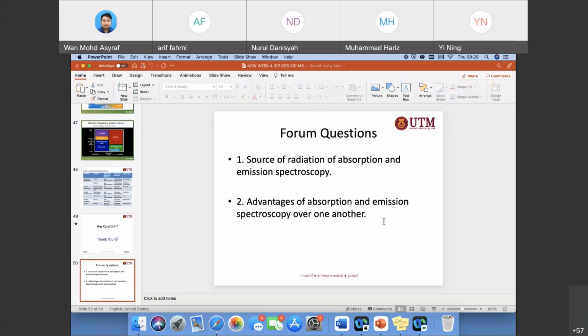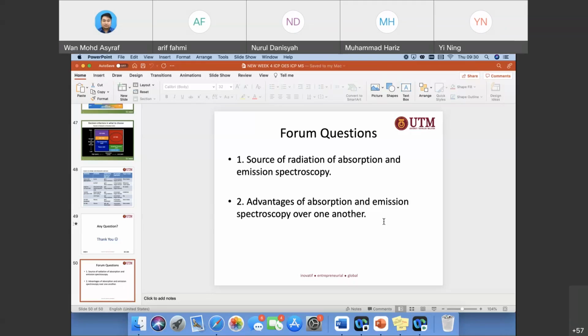So that is for absorption spectroscopy. The source of radiation comes from the HCl. But for emission spectroscopy, it comes from the analyte itself. That's why emission spectroscopy can have simultaneous detection, because all of the emission lines come from the sample and can be detected simultaneously by your detector, which is a CCD.